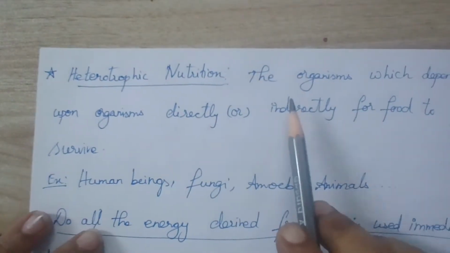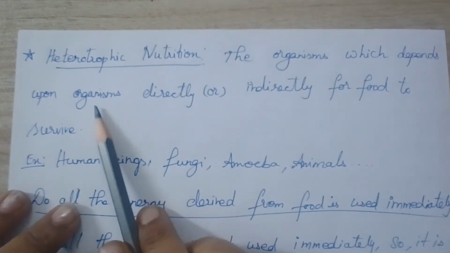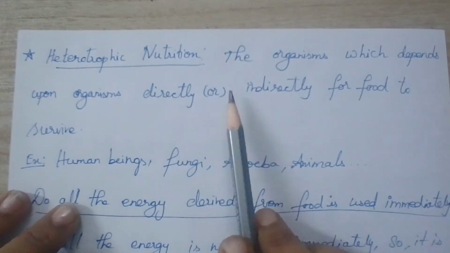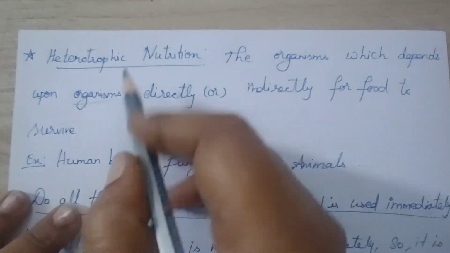Heterotrophic nutrition means what? The organism which depends upon other organisms, directly or indirectly, for food to survive. Depends upon which organism? That is the autotrophs.